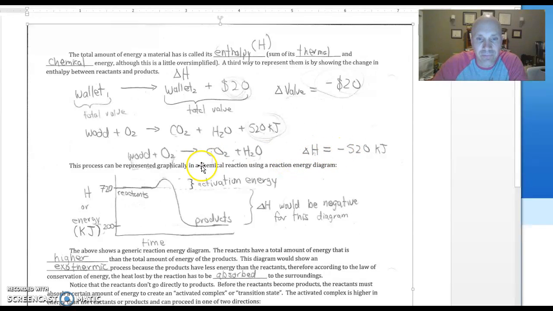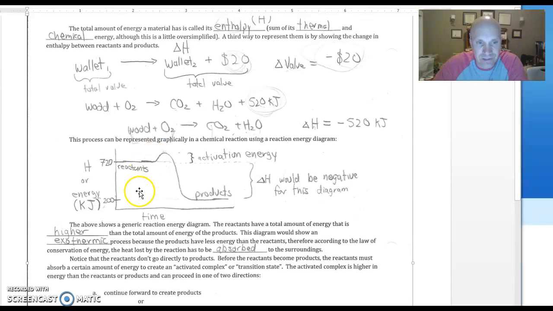And the reason that it's negative is that if you think about the materials, you are going from the heat value of the reactants to the products. This has a higher amount of heat energy here than you have here, so you're losing energy in going from beginning to end. That's why this is negative.